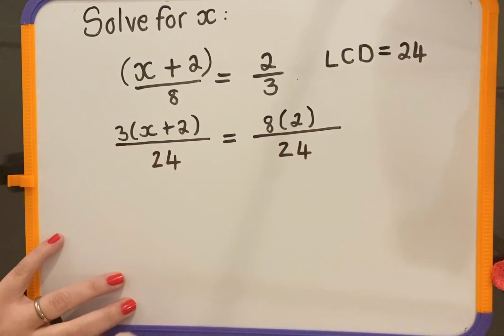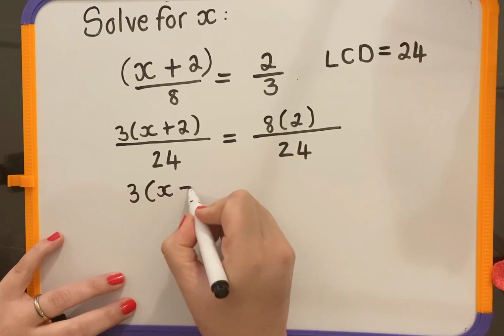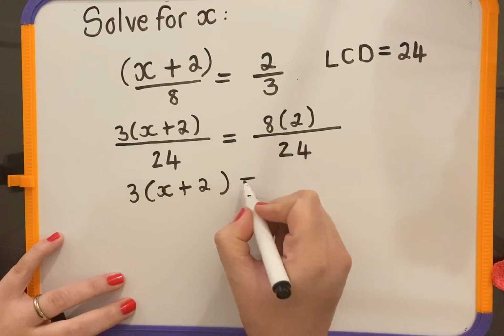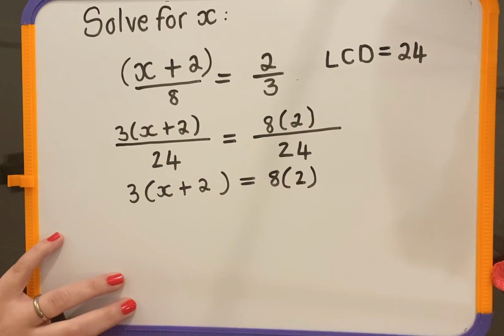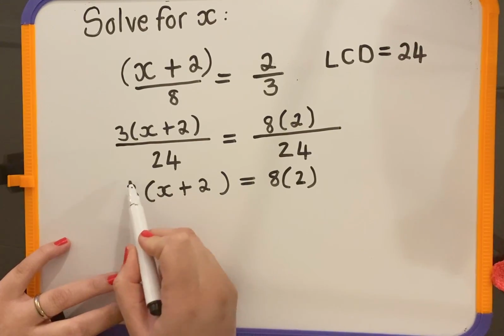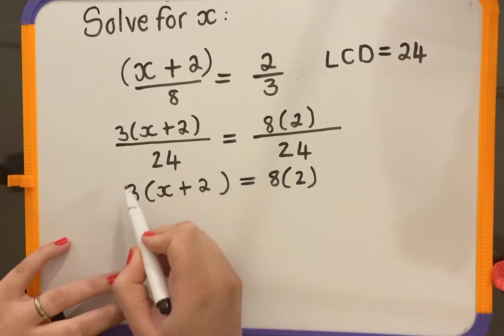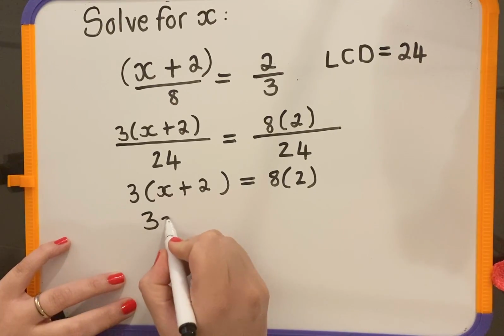You don't have to write it over 24. You could simply go into 3, x plus 2 equals 8 times 2, or you could go into 16 automatically. But I would recommend that you leave this 3 outside the bracket so you remember to distribute both terms. I distribute.